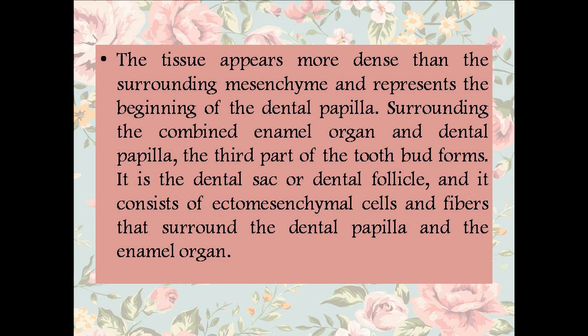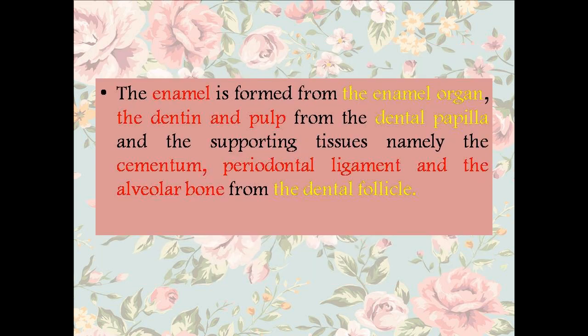It is ectodermal in origin, whereas your dental papilla and dental follicle are ectomesenchymal in origin. Now, the tooth and its supporting structures are formed from this tooth germ. That is, the tooth and the supporting structures are formed from these three structures of the tooth germ. The enamel is formed from the enamel organ, the dentinal pulp is formed from the dental papilla, and the supporting tissues, that is your cementum, periodontal ligament and alveolar bone, are formed from the dental follicle.